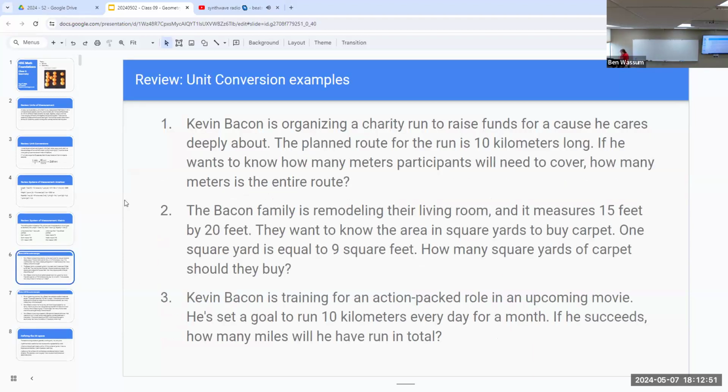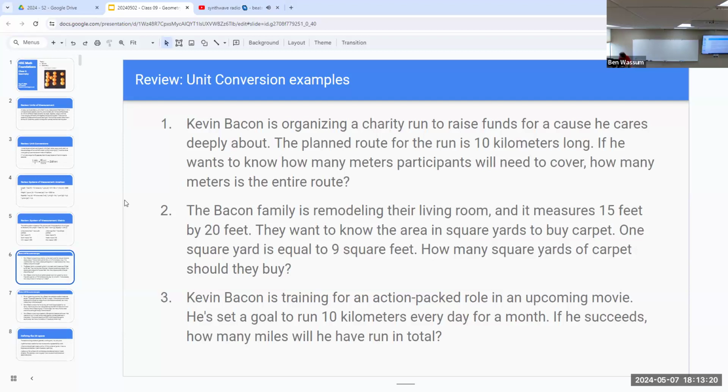Word problems. And they all have Kevin Bacon in them for no good reason. Kevin Bacon is organizing a charity run to raise funds for a cause he cares deeply about. You know, fill in the blanks for that. You might say childhood cancer. You might say killing kittens. Maybe he's very big on killing kittens, you know.